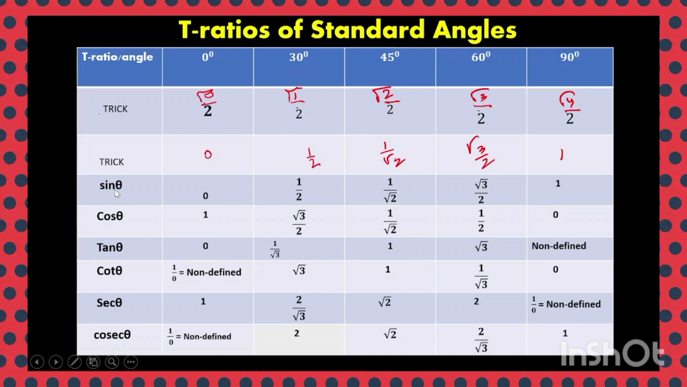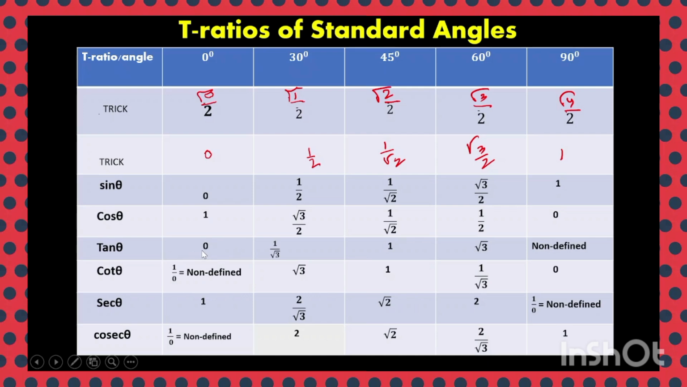You see the interesting fact: sin 0 degree is 0. Sin 30 degree 1 by 2. Sin 45 1 by root 2. Sin 60 root 3 by 2. Sin 90 1. And cos 0 degree is 1. Cos 30 root 3 by 2. Cos 45 1 by root 2. Cos 60 1 by 2. Cos 90 0. And you know tan theta is the ratio of sin theta by cos theta.